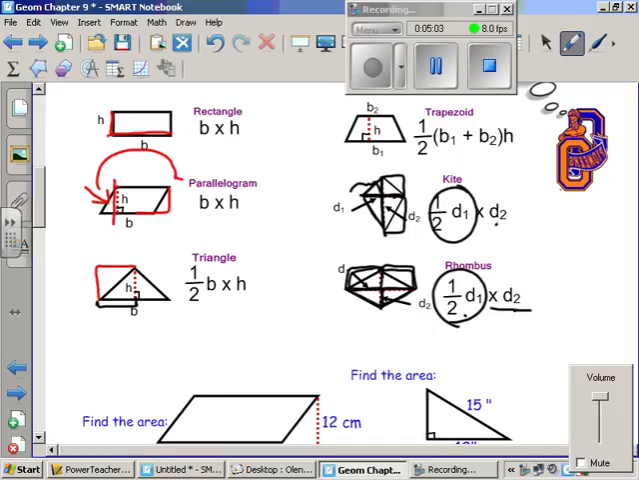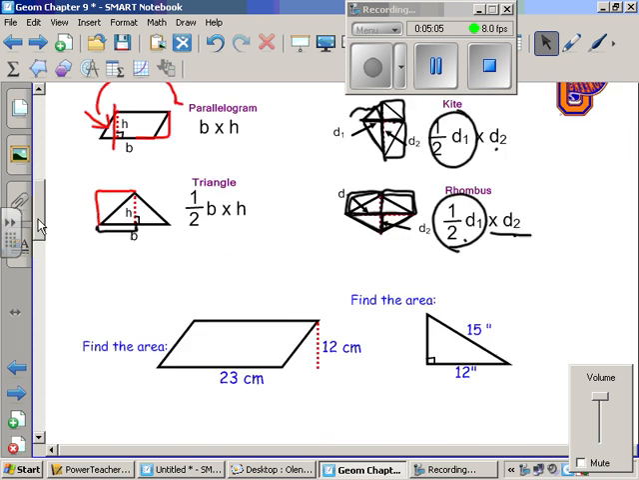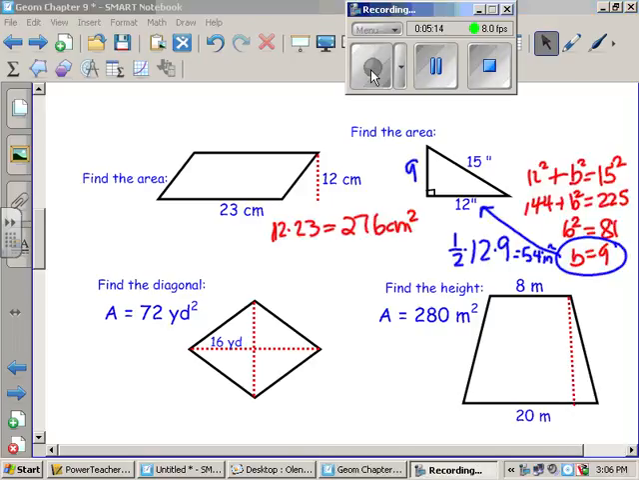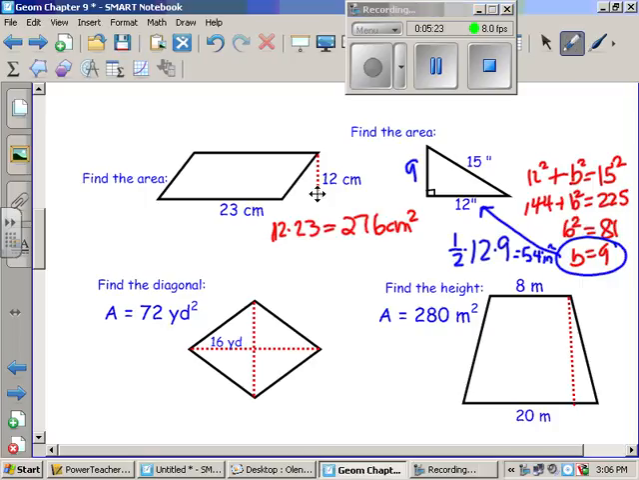Okay? All right, so take a second and see, using those formulas, if you can find the area of these shapes. Okay, so this one is just base times height, and we know that the height has to be perpendicular to the ground, so that makes that height. So 23 times 12, 276 square centimeters.